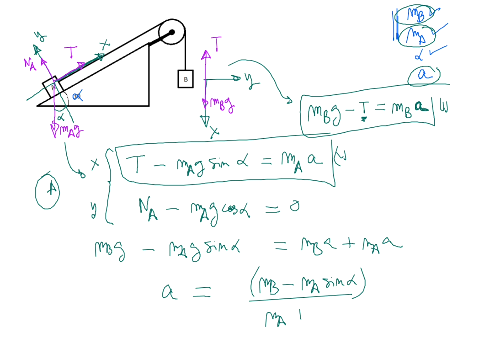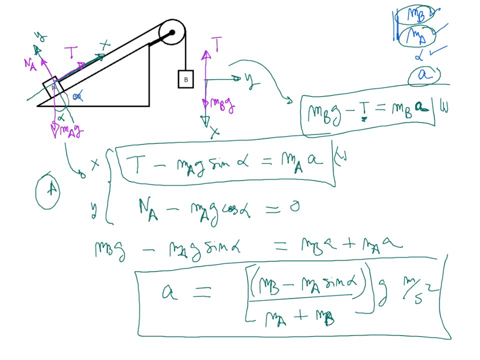Hence, as you saw for A, you have MB minus MA sin alpha divided by, again, the total inertia, times G. And again, you notice a very, very similar functional form. We have assumed that B was going down, which implies that MB is bigger than MA. Sure enough, MB is the positive term. MA is the one that has the negative term. The mass of A is going to influence the acceleration opposite to the mass of B.